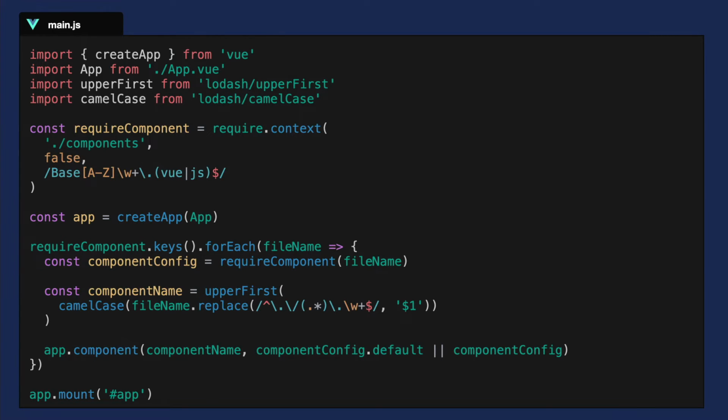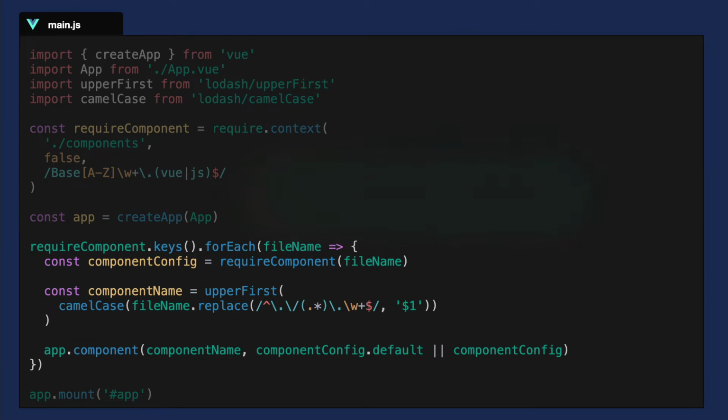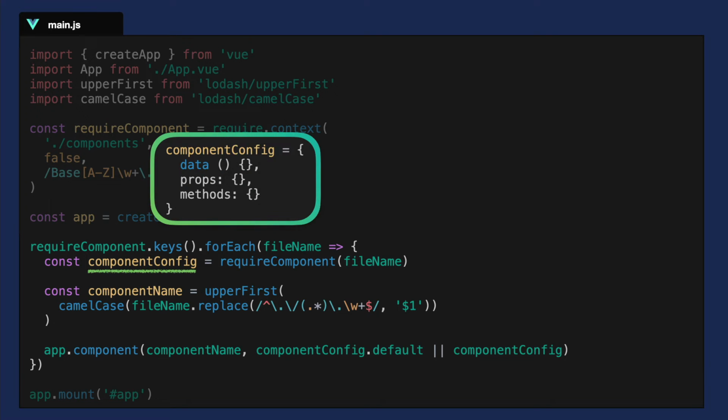Further down in the code, we're going to call the keys function on our require context to get an array of file names, which will contain the route to each of our base components. In our case, the keys function will return this array containing the base input and base select paths. We are going to loop through each of our components in this array. Ready? First, we get the component object by using the file name to extract it from the array.